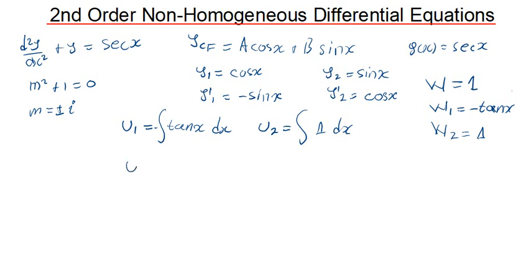So our u1 is going to be equal to the integral of that. The integral of tan x is simply minus ln of cos x, but because of that negative, this becomes positive, so that will be ln of the absolute value of cos x. Then our u2 is going to give us x.